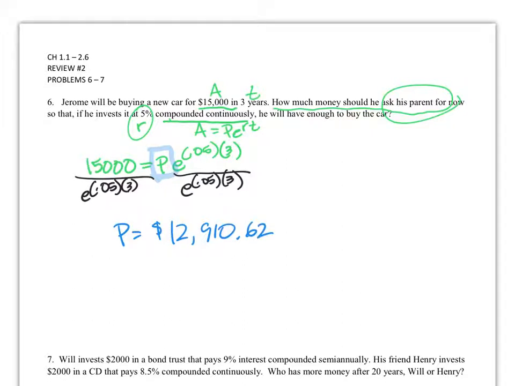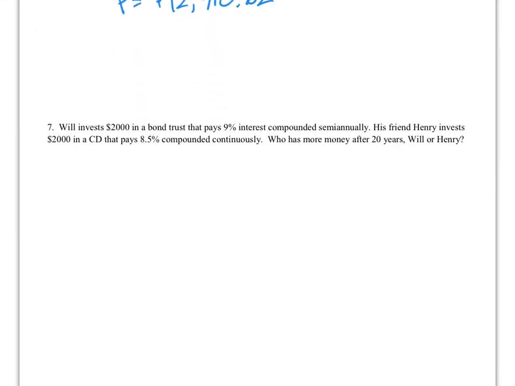Okay, on to number 7. Here we have, Will invests $2,000 in a bond that pays 9% compounded semi-annually. His friend Harry invests $2,000 into a CD that compounds continuously at 8.5%.